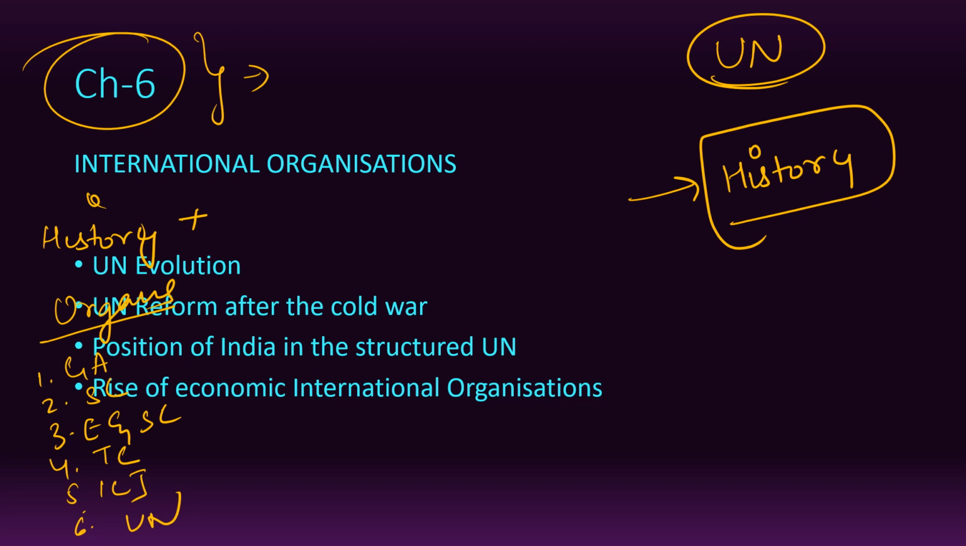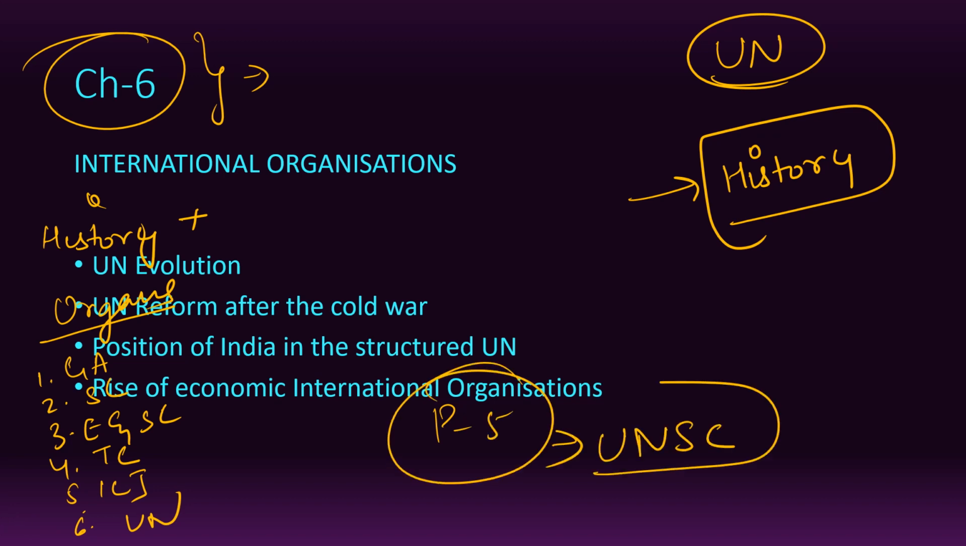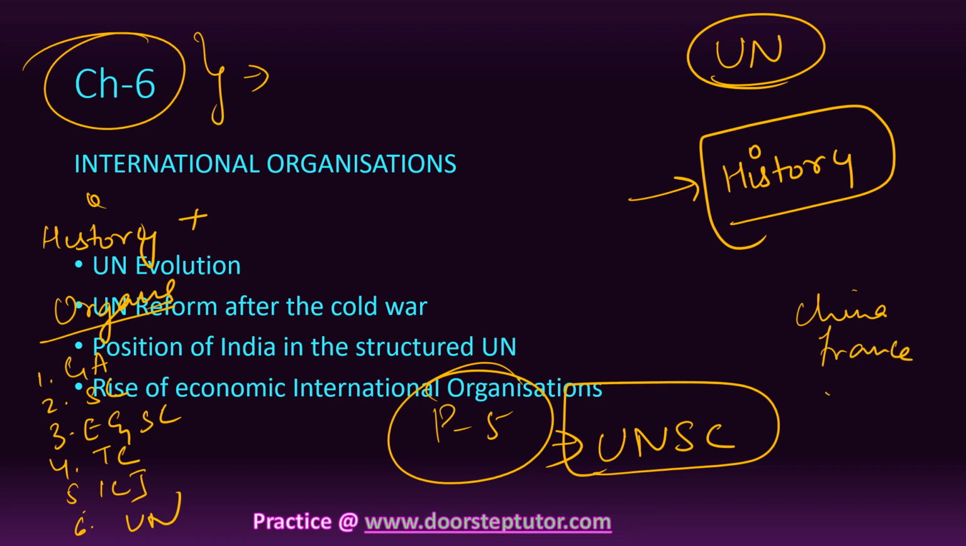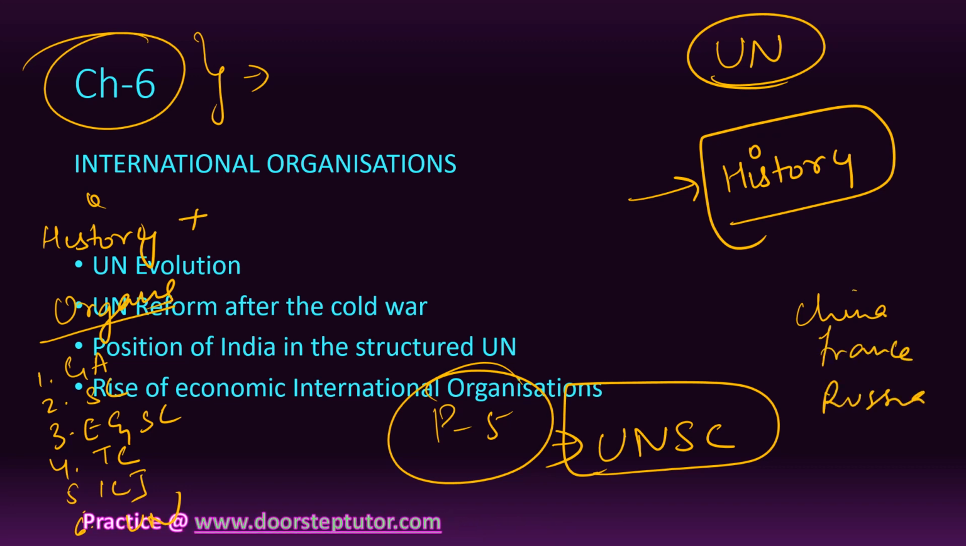So within the UN, there is another important thing, the permanent members of the UN. Who are these permanent members of the UN? We call these countries the P5 countries. Permanent members of the United Nations Security Council. So who are those countries? You should know about them. China is one, France is one, Russia, UK, and US.